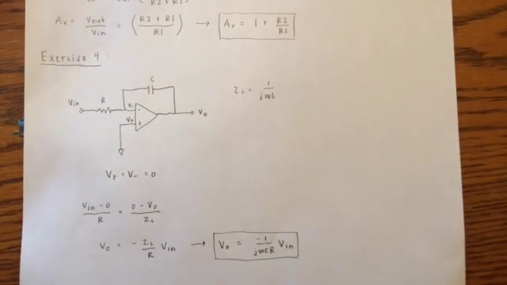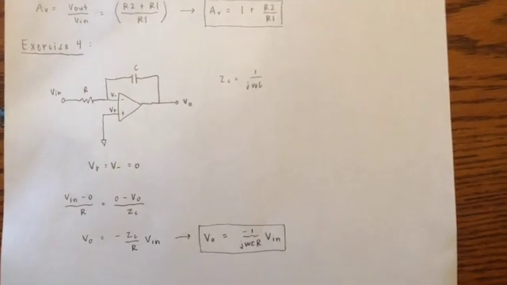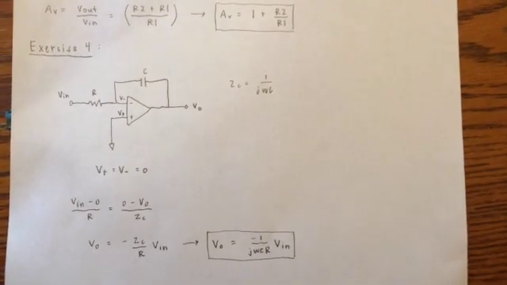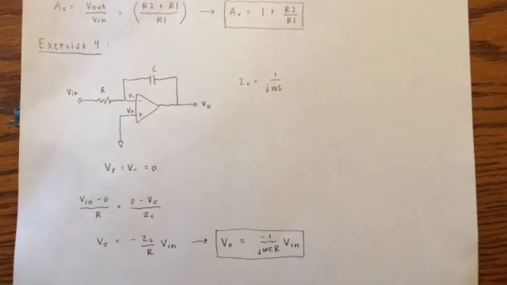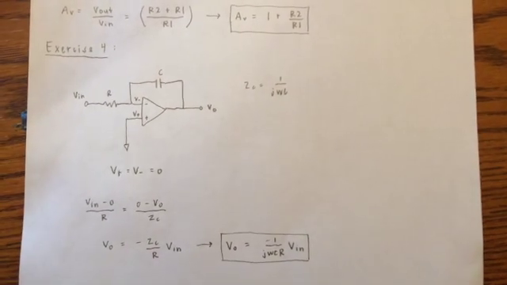To find V out of the integrating amplifier, I knew that V plus equals V minus, which equals 0. Then I was able to apply Kirchhoff's law at the node, and rearranging this, I was able to solve for V out.